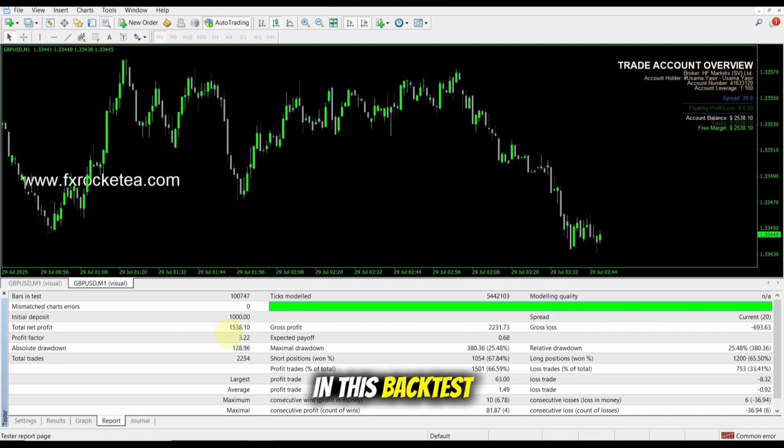In this backtest, the EA delivered impressive performance with a total net profit of $1,538. The maximum drawdown stayed controlled at just 25%, showing strong risk management and stable performance. With a solid 66% win rate, the strategy maintained high accuracy across trades.